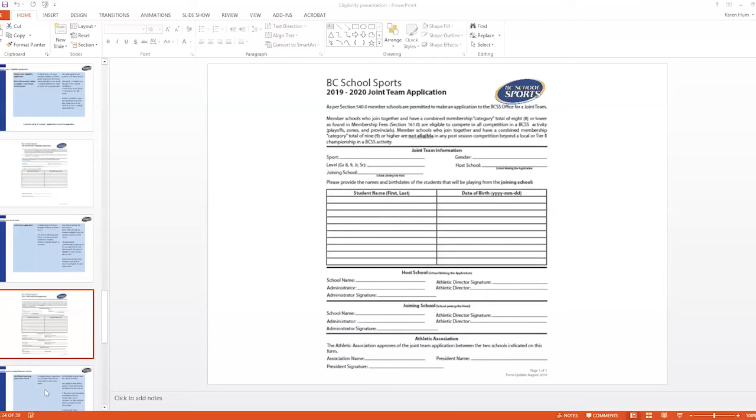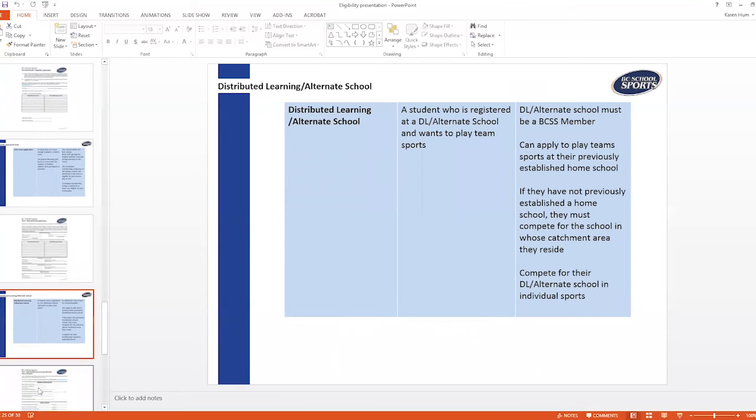Okay, we'll move forward. So the next one is our distributed learning or alternate school. And I will say this is probably becoming more and more common. I believe perhaps after COVID-19 and the homeschooling, I had a few comments that parents are enjoying the homeschooling of their children. So students are typically registered through a distributed learning school, and a good portion of those schools are members of BC School Sports. So a student attending a distributed learning school can apply to play a team sport at either a previously established home school or a catchment school.